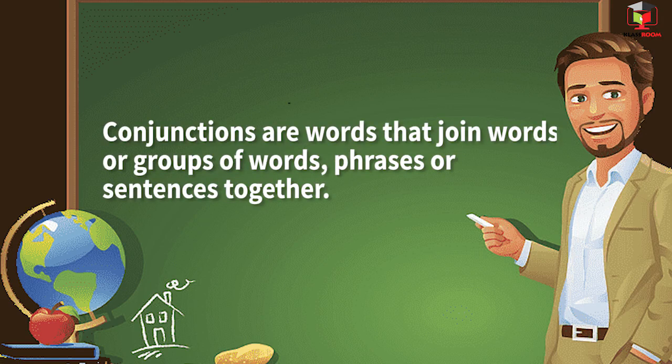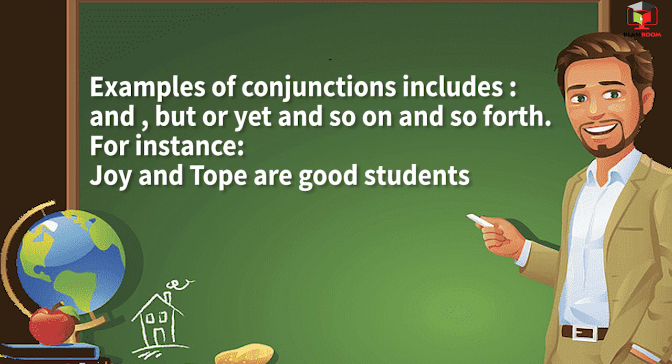Conjunctions. Conjunctions are words that join words or groups of words, phrases, or sentences together. Examples of conjunctions include and, but, or, yet, and so on and so forth. For instance, Joy and Tope are good students.